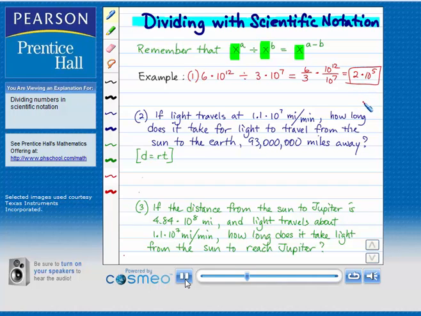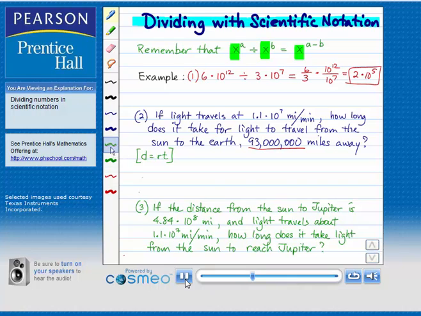Okay? Alright, well, let's suppose we want to do a word problem using scientific notation and division. Suppose we know that light travels at 1.1 times 10 to the 7th miles per minute. That's a bit faster than I can jog. We want to know how long it takes for light to travel from the sun to the earth, 93 million miles away. And remember that distance is equal to rate or speed times time. So distance, right here, is equal to rate times time.